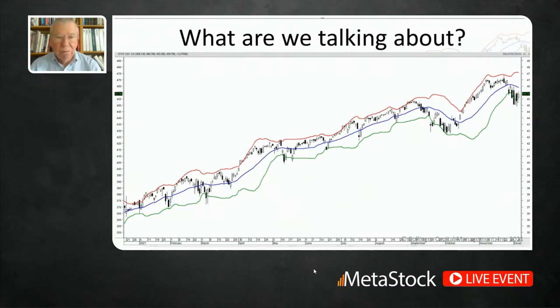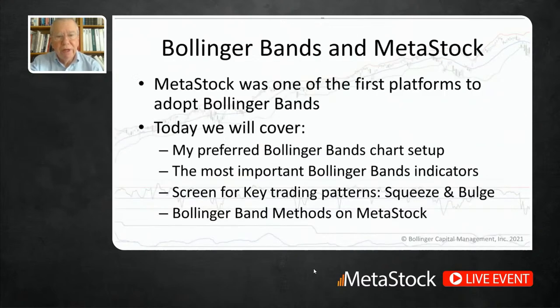And one little definition to start with. Bollinger Bands, and in fact all trading bands, but Bollinger Bands in specific, define high and low on a relative basis. By definition, price is high at the upper band. By definition, price is low at the lower band. And we're going to come back and look at a lot of setups and such that use those definitions to help us find trading opportunities.